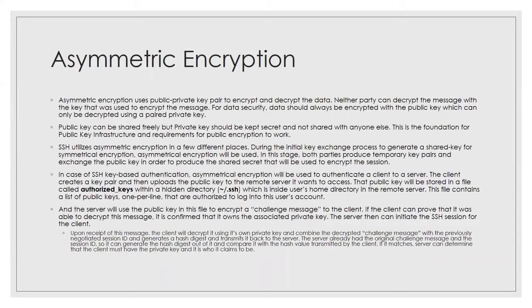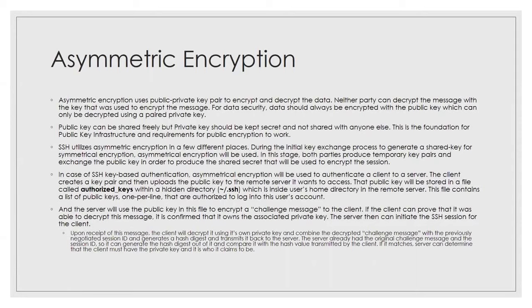If the client can prove that it was able to decrypt the message, it is confirmed that it owns the associated private key, and the server can initiate the SSH session for the client. So what happens is when the server sends a challenge message, the client will decrypt it using its own private key and combine the decrypted challenge message with the previously negotiated session ID, which server and client produced using a key exchange algorithm, and generates a hash digest and transmits it back to the server.